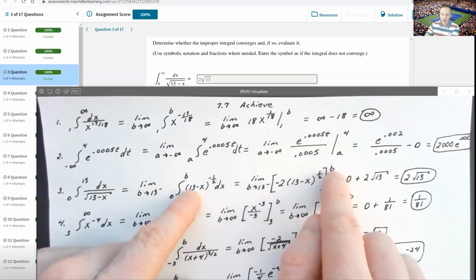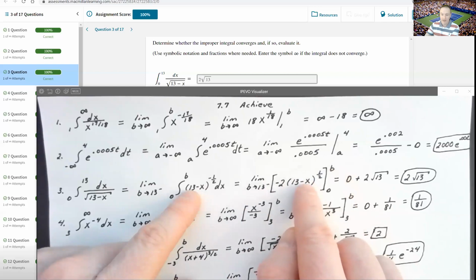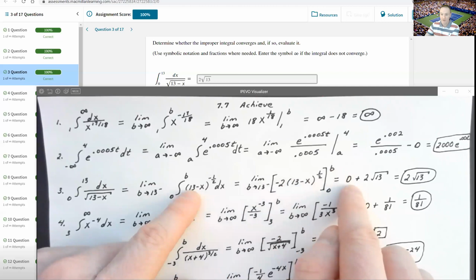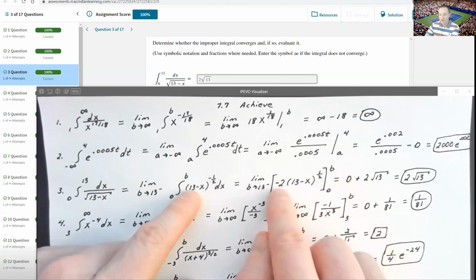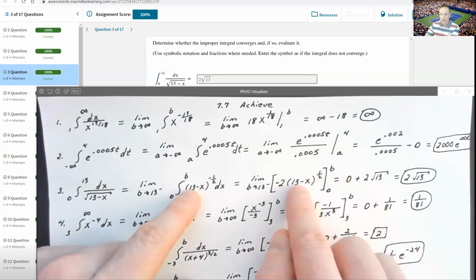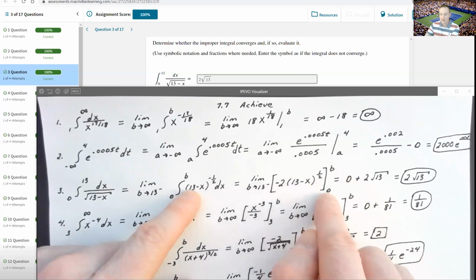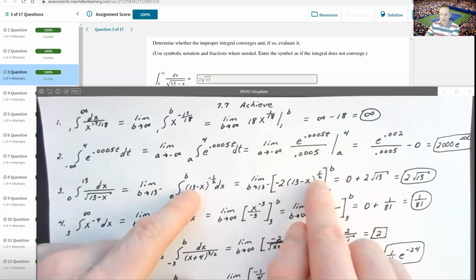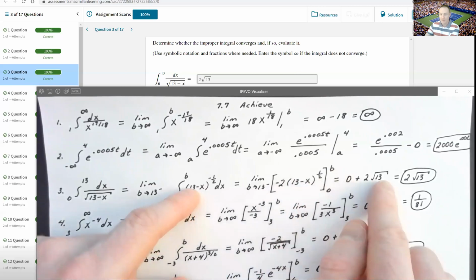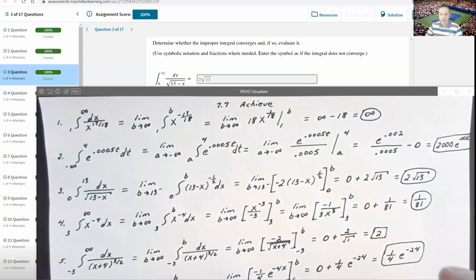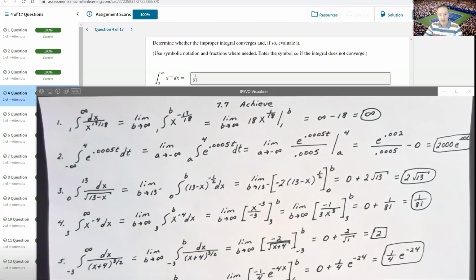Well, if I allow b to go to 13 and I plug that in, that's just going to be negative 2 times 0. I get a 0 for the upper limit. Now I would subtract the lower limit, but the lower limit is negative, that's going to make it plus 2. And then 13 minus 0, that's just going to be 13. And we can say, well, that's to the 1/2 power. I'd prefer to write that as 2 root 13. Final answer. And again, you can see that's the same thing I inputted to ALEKS.